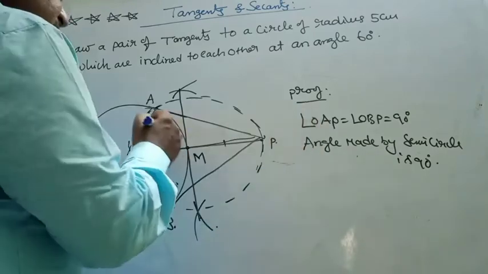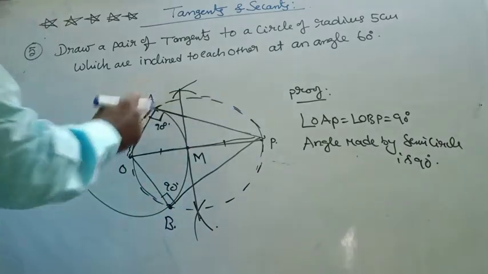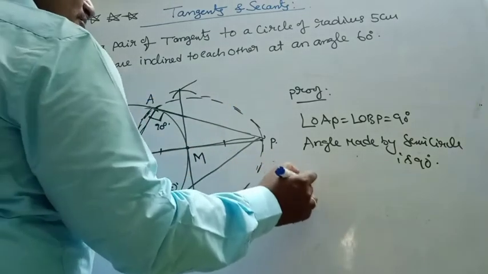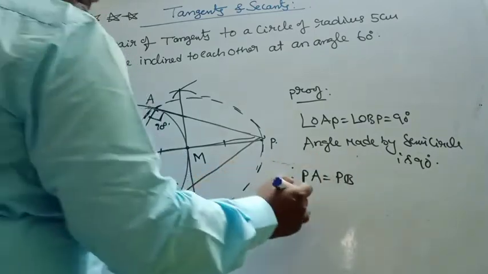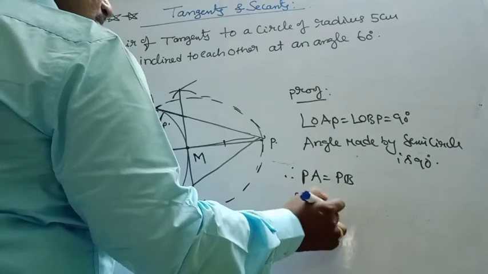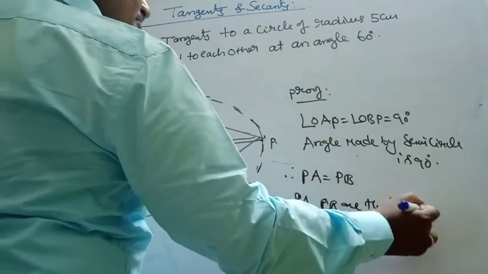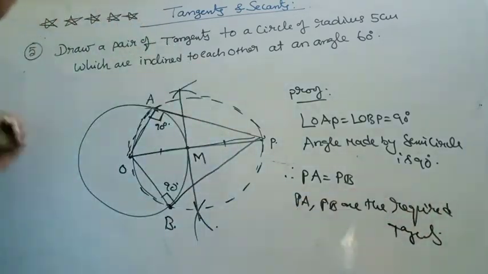Once this is 90 degrees, this becomes the tangents like PA and PB. Only a tangent will be perpendicular to the radius at the point of contact. Therefore, PA is equal to PB. You have got PA and PB as the required tangents. Like this you can do this beautiful construction.